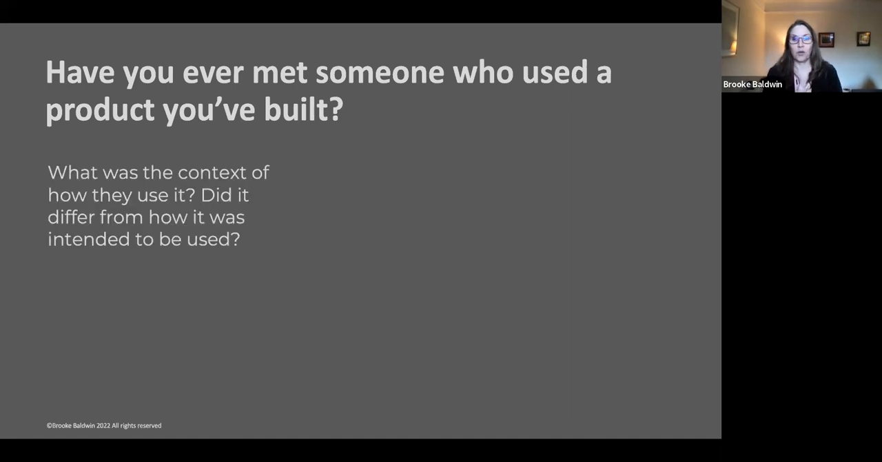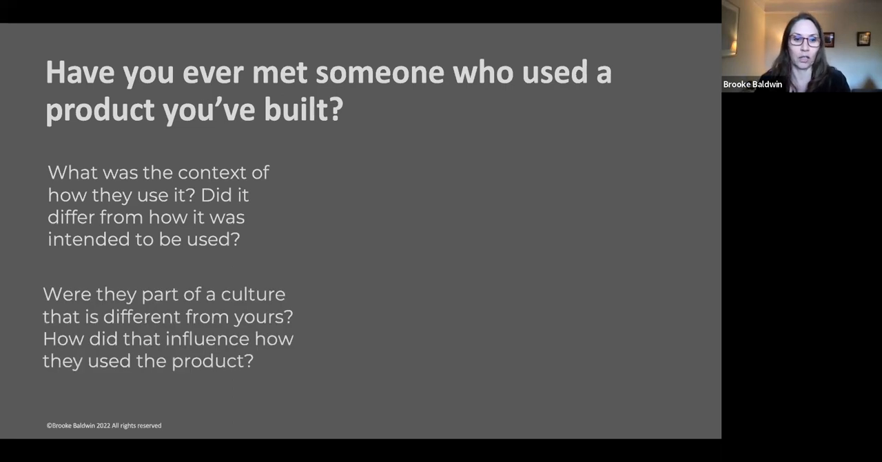So if you haven't ever met someone that has used your product or the service that you worked on, or if you have, do you understand the context in how they use your product? Is there a difference between how they're using it and what you meant when you were building it? And you see that there's maybe some distortion or workarounds that they have. These are important, interesting questions that I get to work on.